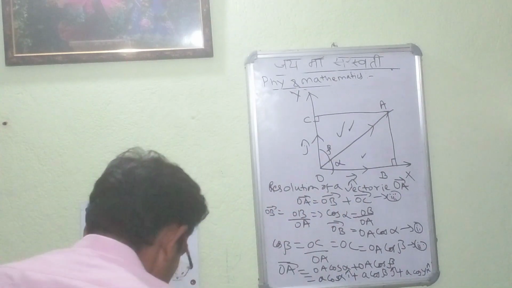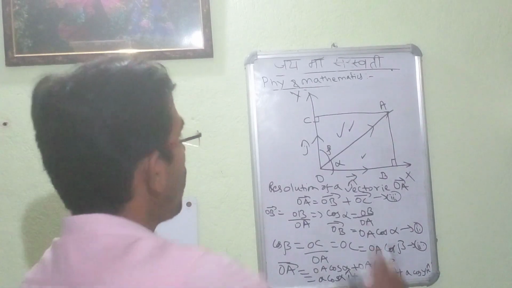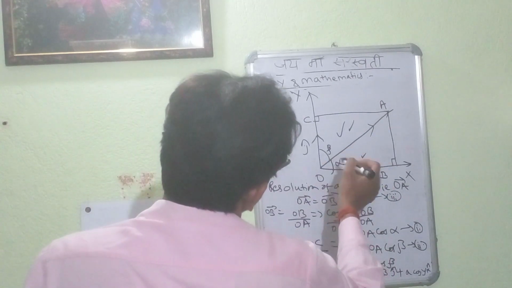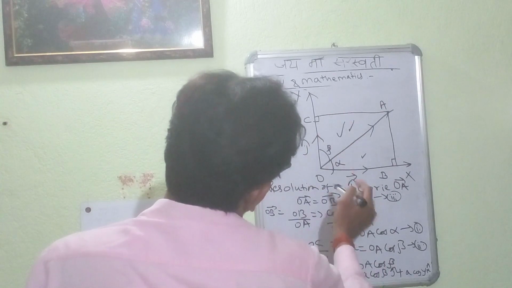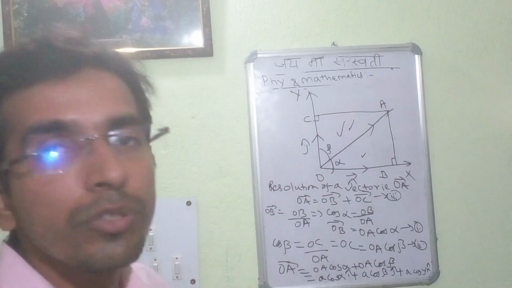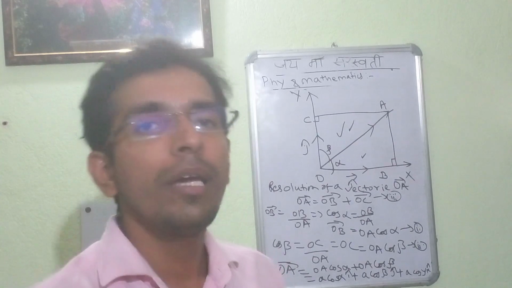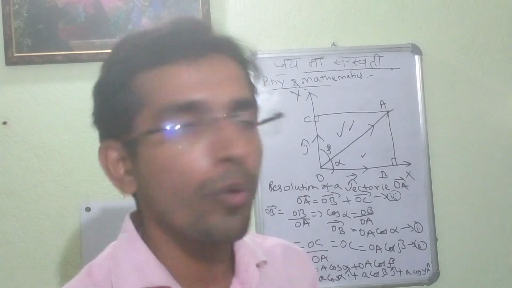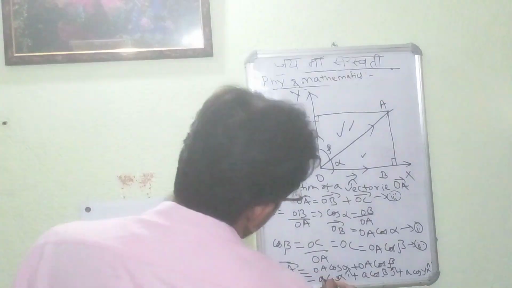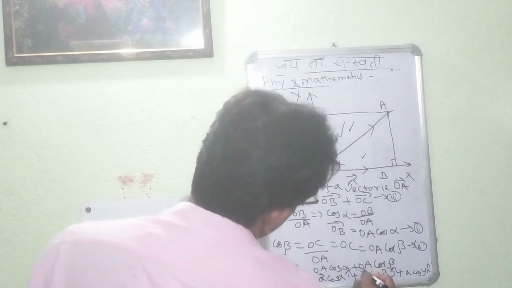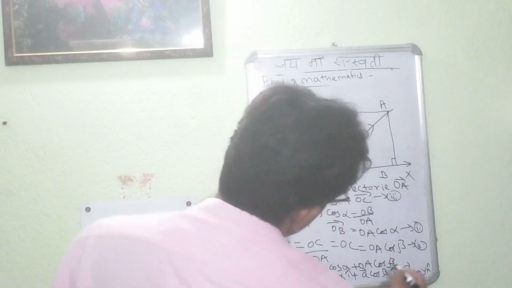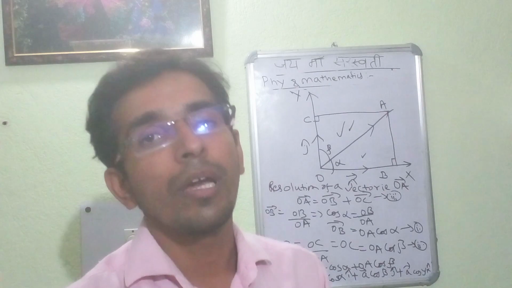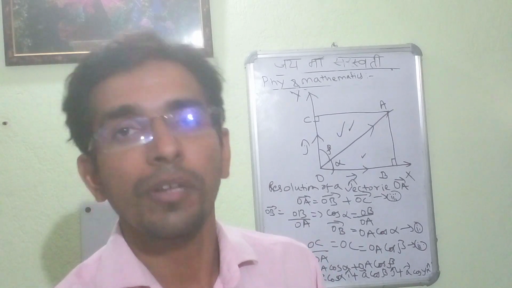So in this case, we had seen that we had resolved a particular vector OA in terms of OB and OC, and we had already got OB and OC in terms of OA, and we had substituted back those values and got the result: vector OA is equal to A cos alpha I plus A cos beta J plus A cos gamma K, where I, J, K are the unit vectors in the X, Y and Z axis respectively.